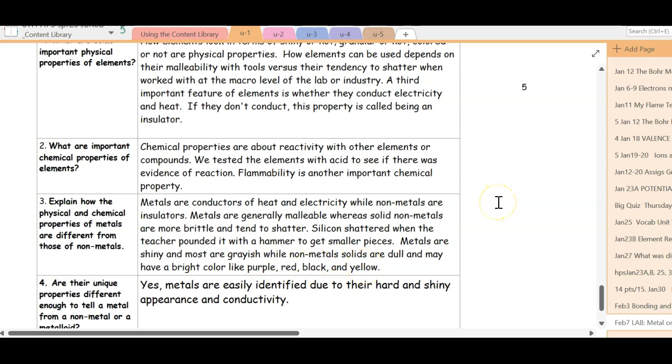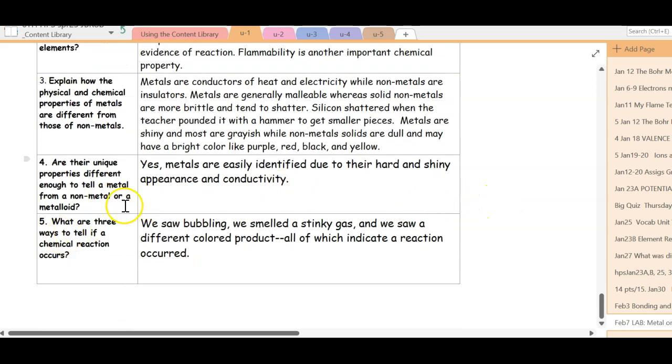All nonmetals. Are their unique properties different enough to tell a metal from a nonmetal? Oh, yeah. Metals are easily identified due to their hard and shiny appearance and conductivity. That's enough to say, if it doesn't look shiny and have this hard appearance and some conductivity, it's not a metal. All right. What are 3 ways to tell if a chemical reaction occurs? Well, we saw bubbling. You smelled a stinky gas, didn't you? We saw a different colored product, all of which indicate a chemical reaction occurred.